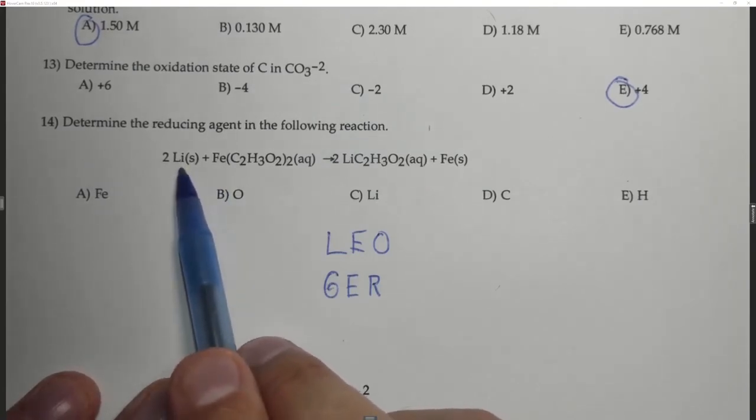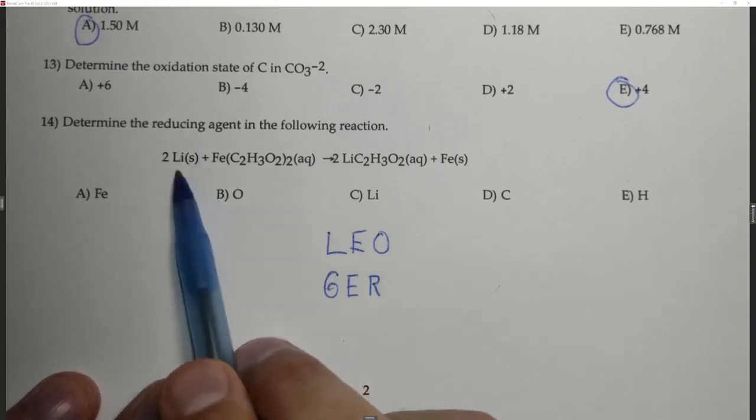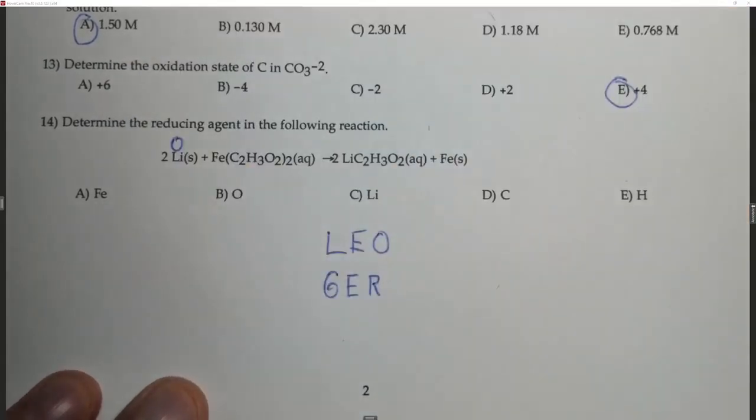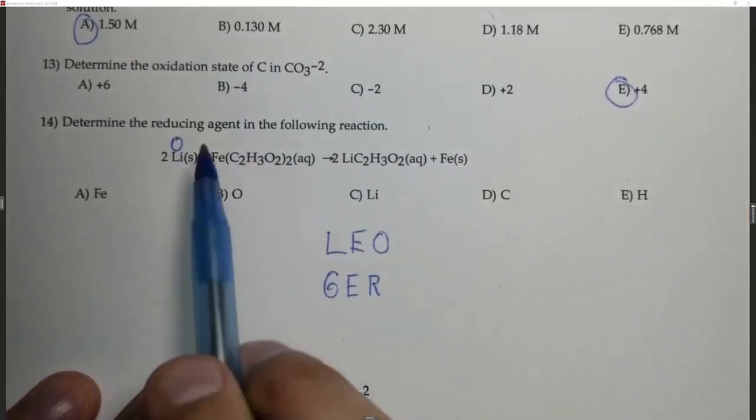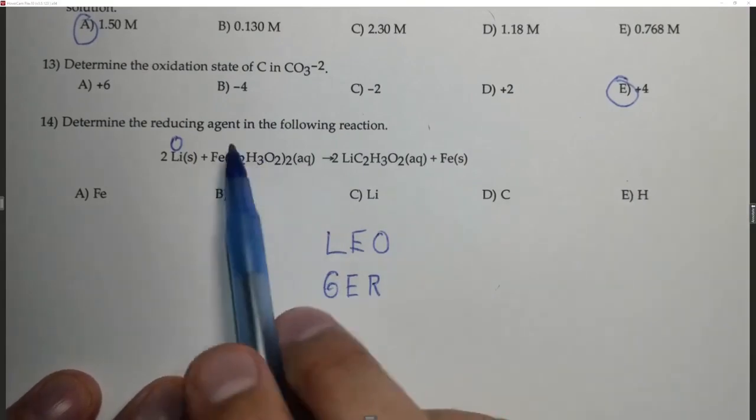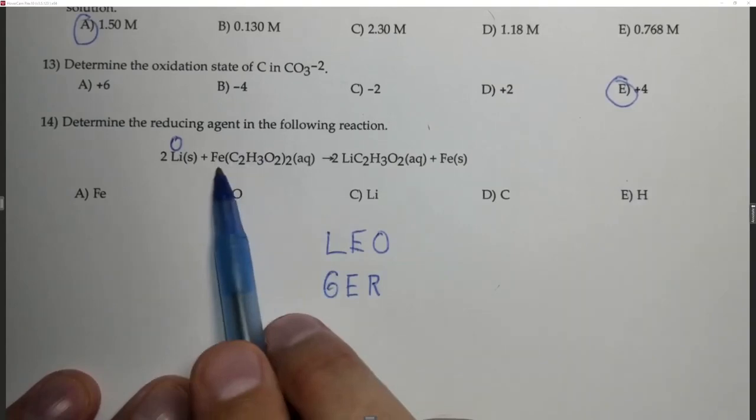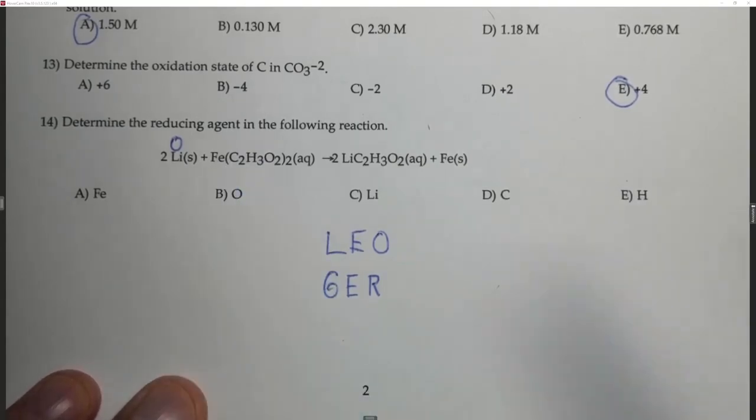In this case, lithium has a zero oxidation state. Why is its oxidation state zero? Because it's all by itself. Any element by itself has an oxidation state of zero. What about iron? Iron we're going to have to figure out, or you may already have it memorized. Iron can be +2 or +3, but in this case it is +2.